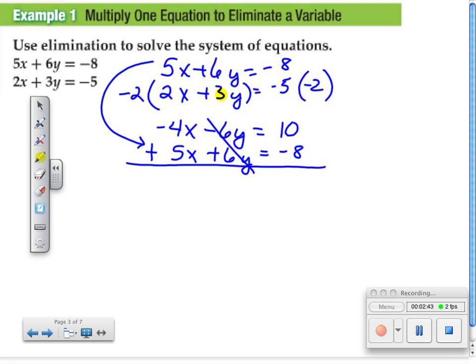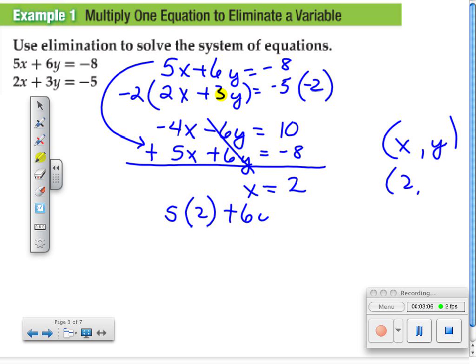Add those together, I see that these cancel out, and -4x plus 5x leaves me x equals 10 minus 8 is 2. So x is 2, right? X and y, right? So my x is 2. Now I have to find out what my y is. So I'll take x and substitute it into one of the original equations. So 5x, so that's 5 times 2, plus 6y equals -8.